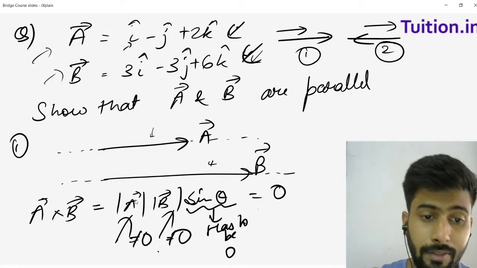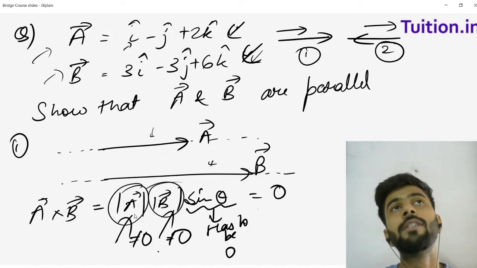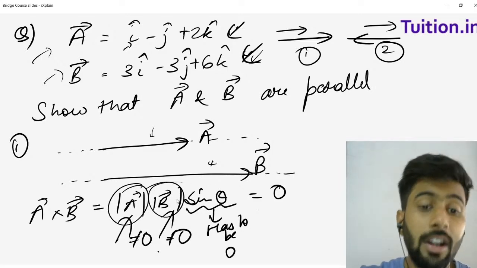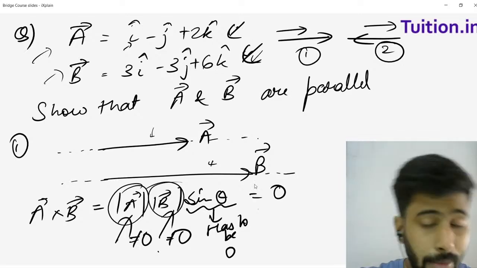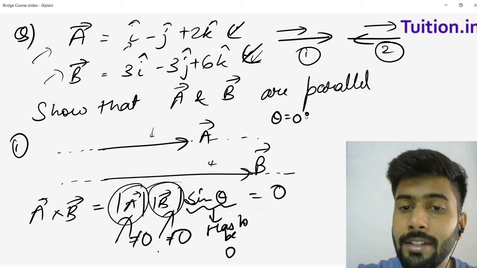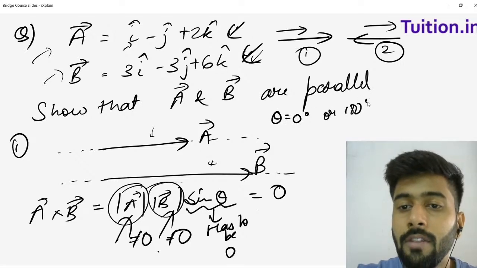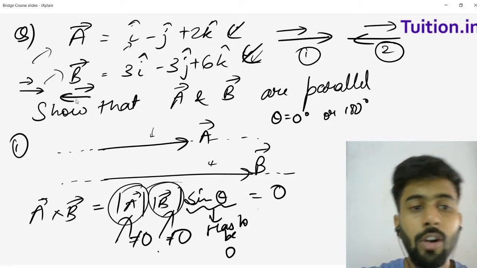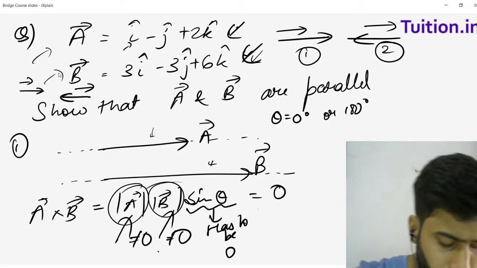Remember guys, if one of A and B were 0, then sine theta did not have the compulsion to be 0. But since they are non-zero, sine theta has to compulsorily be 0. If sine theta is 0, then theta can be either 0 degree or 180 degree. Which means your A and B can be pointing in the same direction or they can be pointing in the opposite direction. But what do I have to show in the problem?